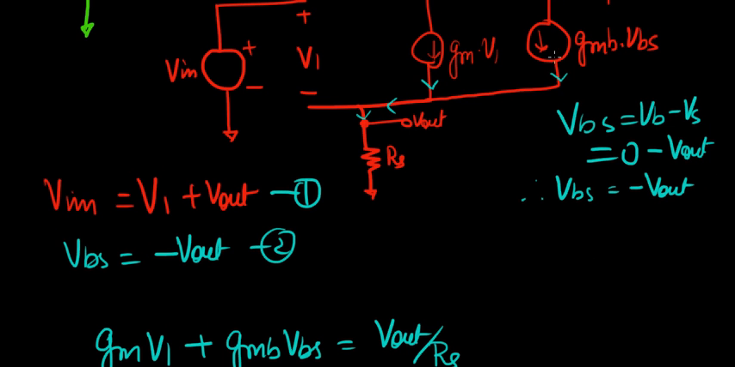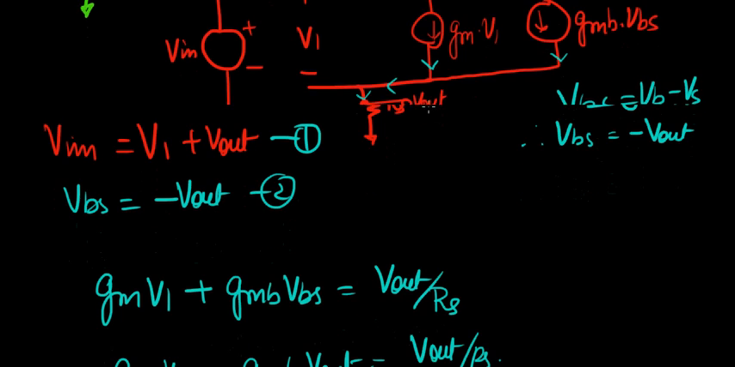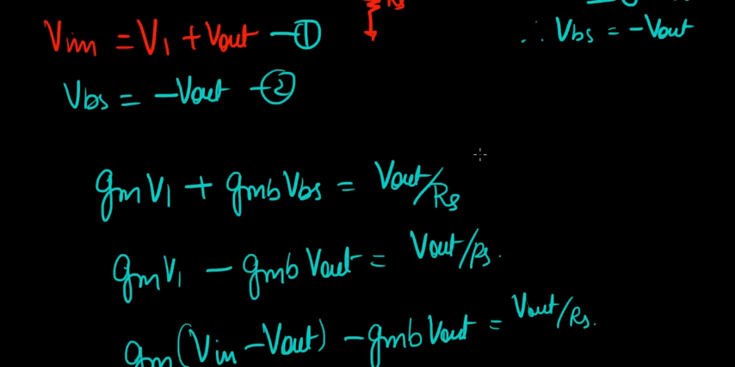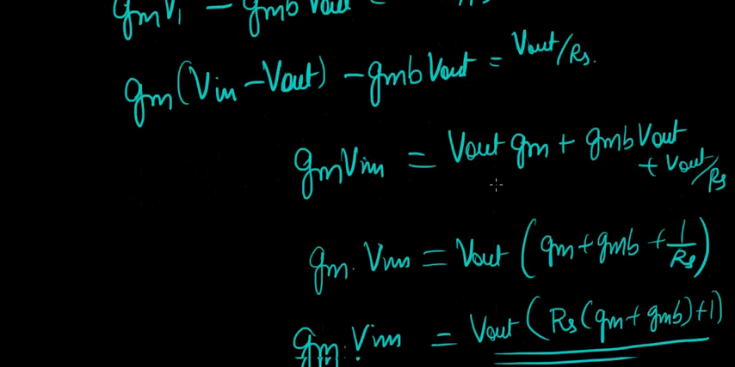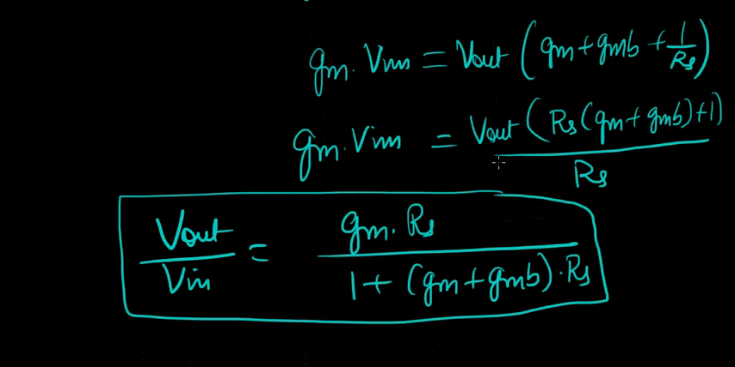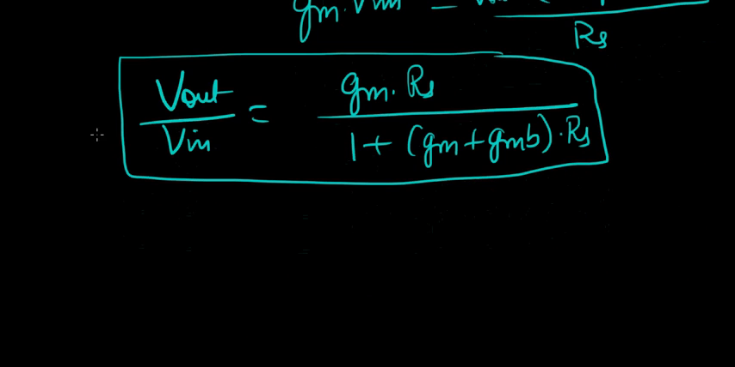We added the currents coming from here to here, right? GMV1 plus GMBVBS equals V out over Rs, right? That's all it is, not a big deal at all. And then we just substituted stuff and rearranged terms and finally got the answer.